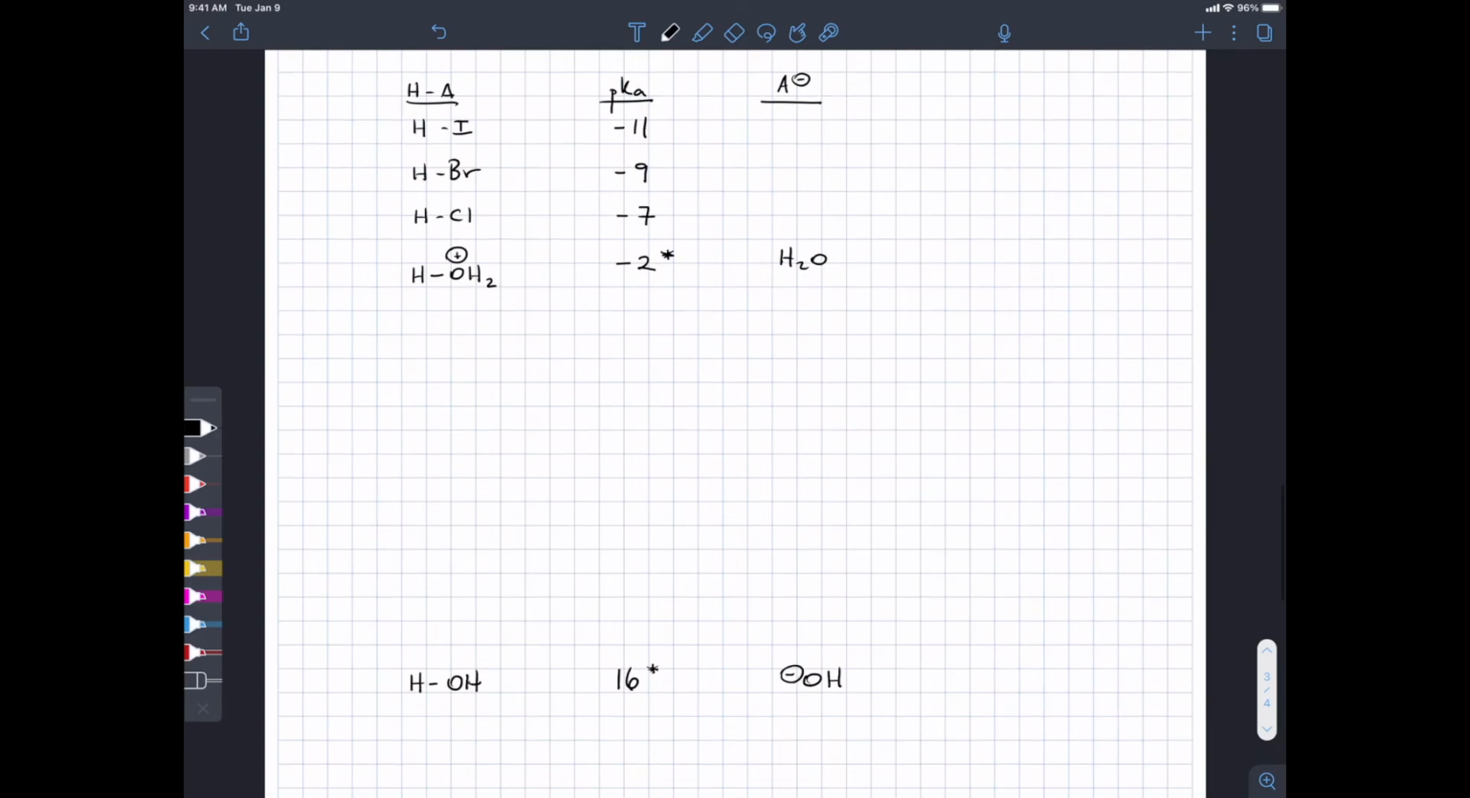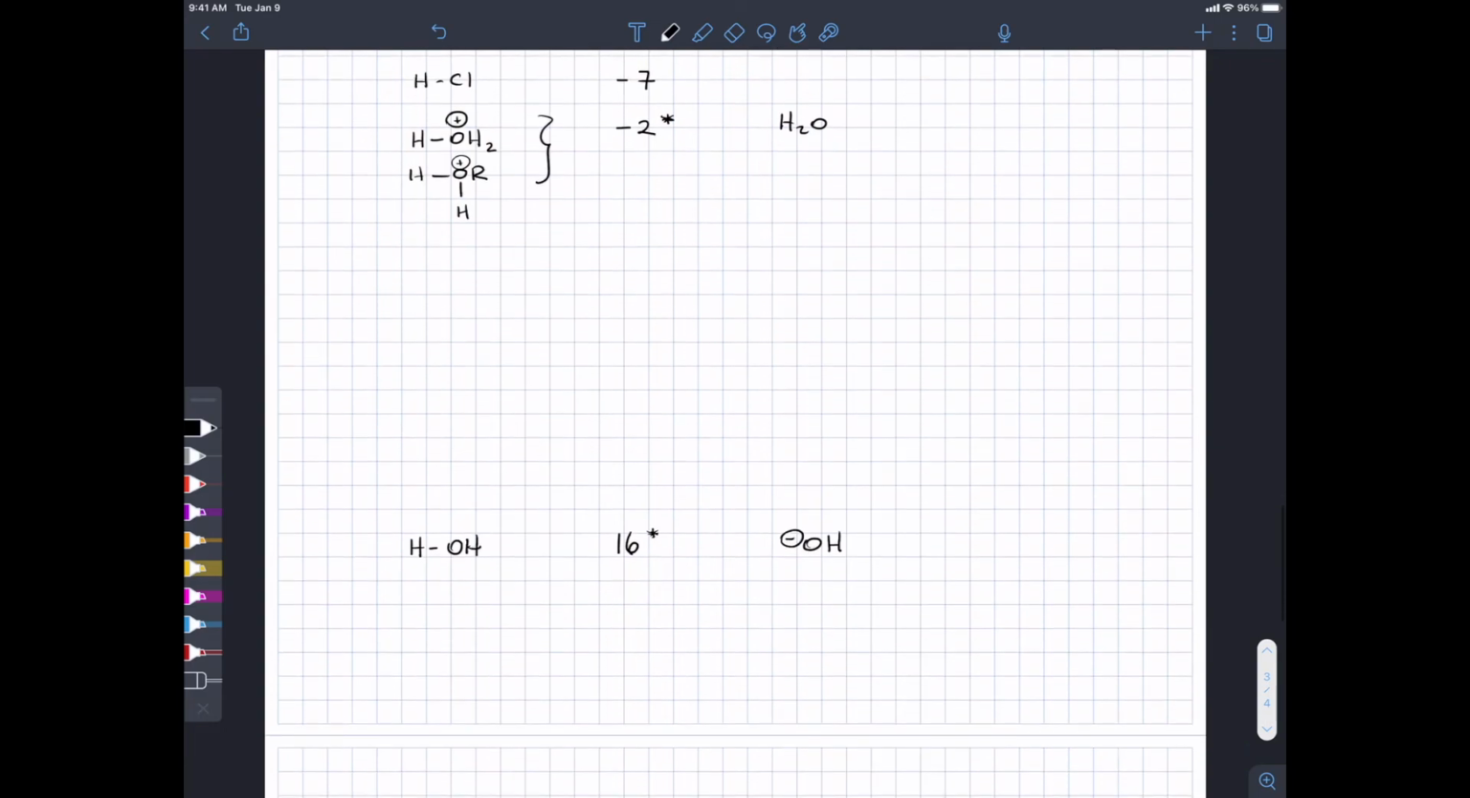I will also point out at this stage that you're going to encounter alcohols that are protonated, and those also have a pKa of -2. And then you'll also encounter just a regular alcohol like water, and its pKa is also 16.